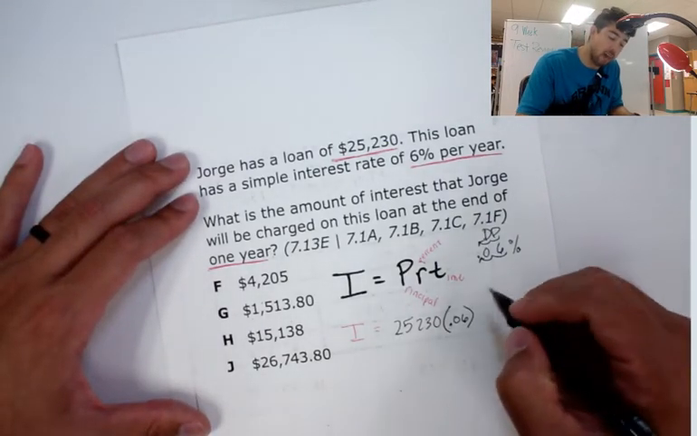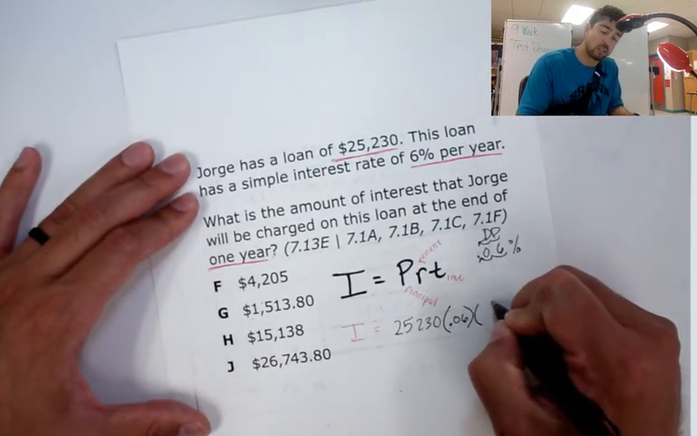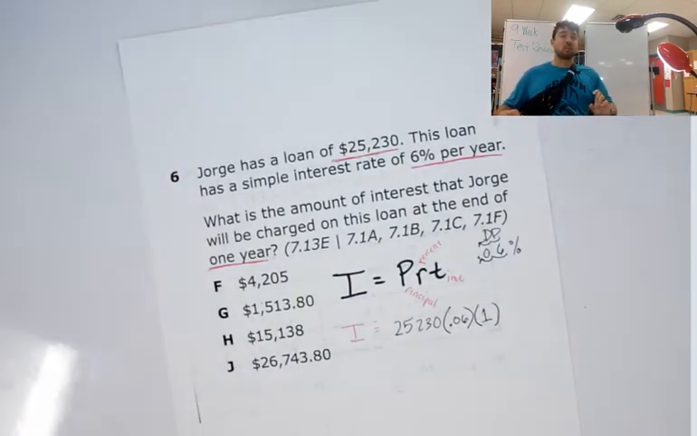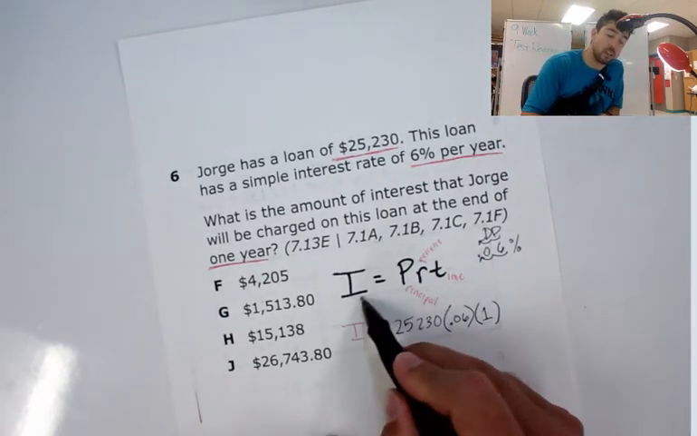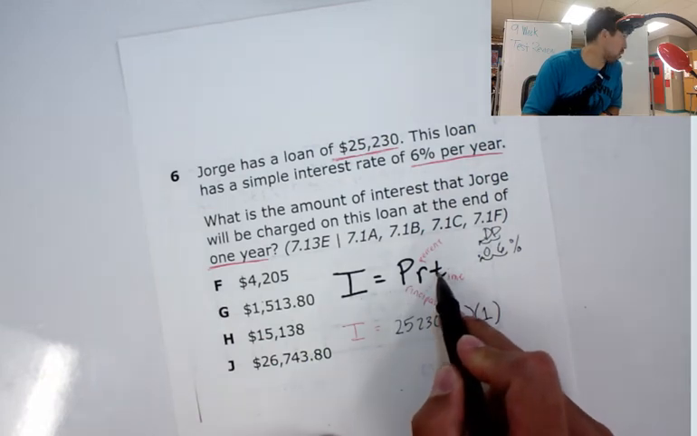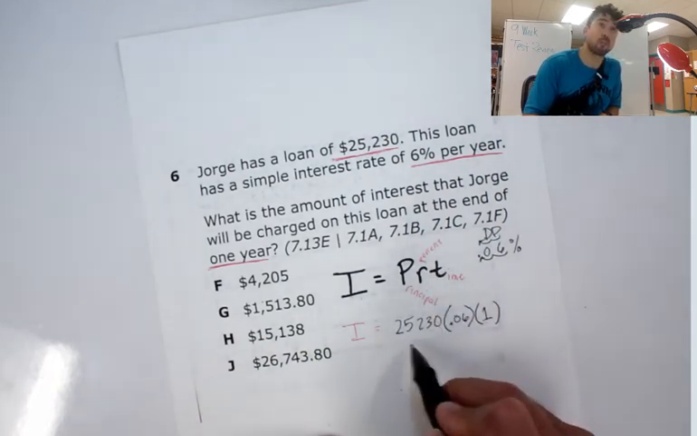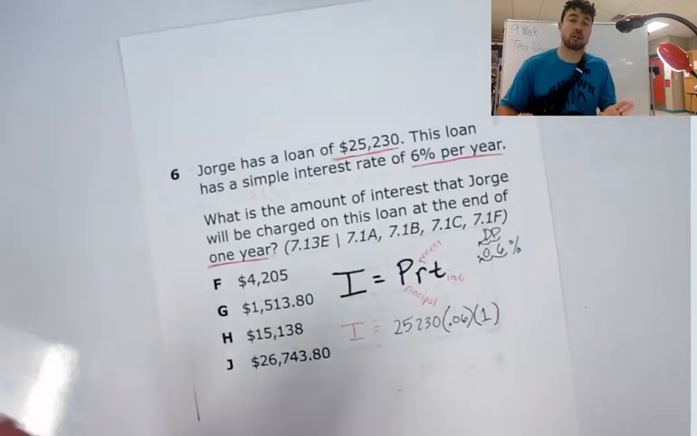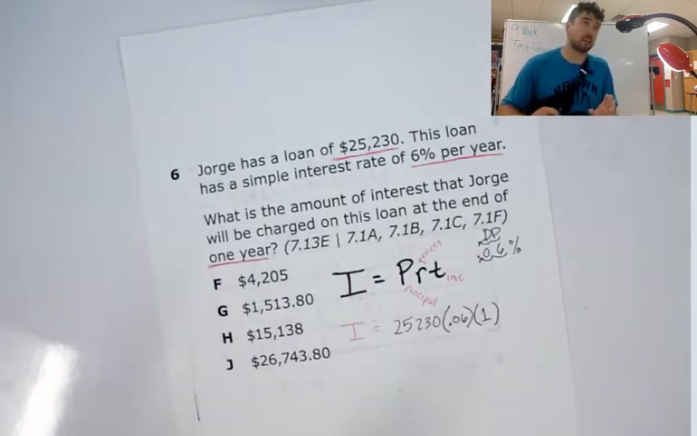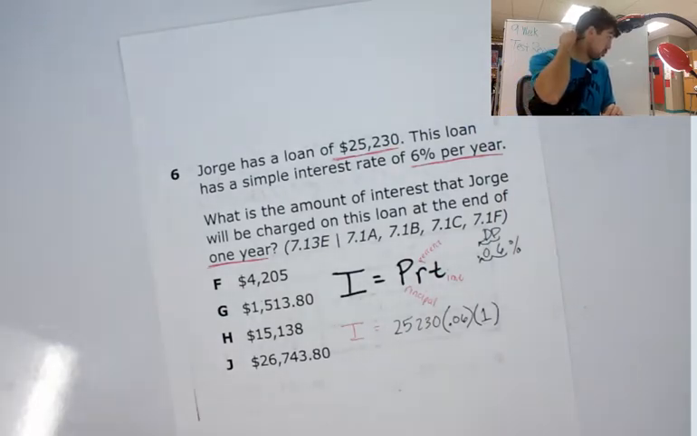And then what's the time? 1 year. So notice what we did. We used the formula, interest equals principal times rate times time, or the number of years. And we just plugged them into a multiplication problem, and then you're just going to multiply. I'm not going to do the multiplication problem because this is something 6th grade that most of you guys should know how to do by now.